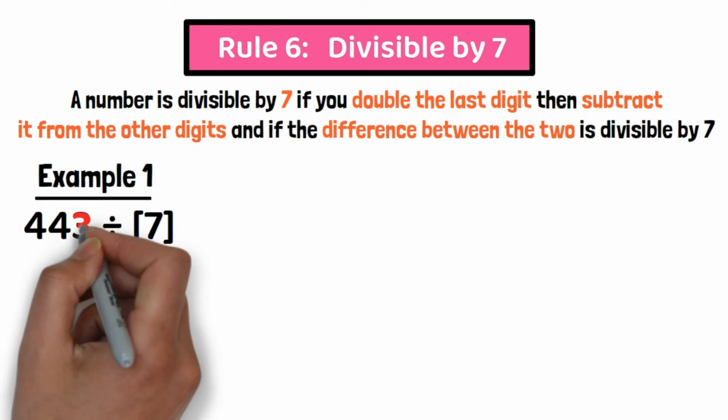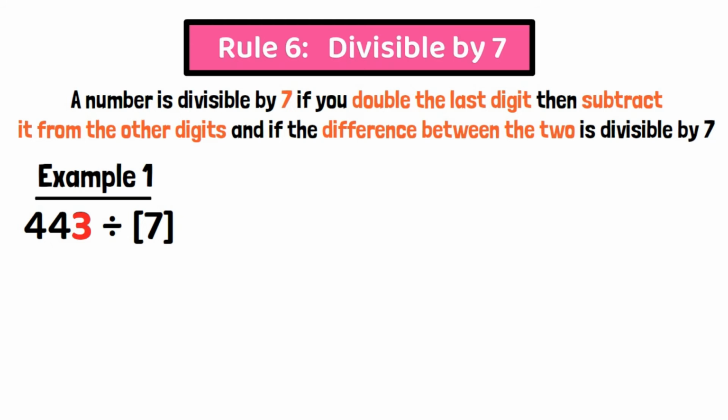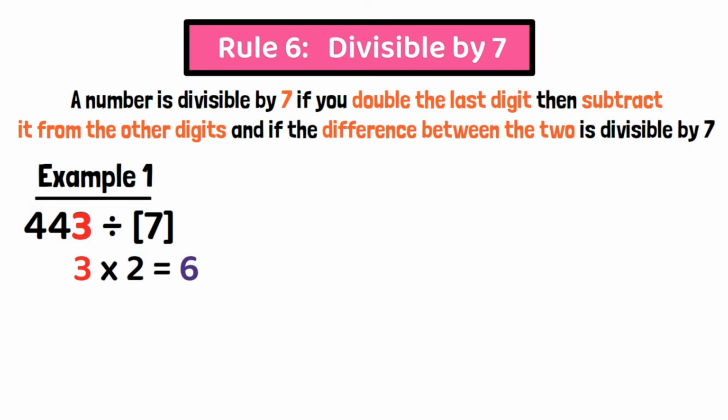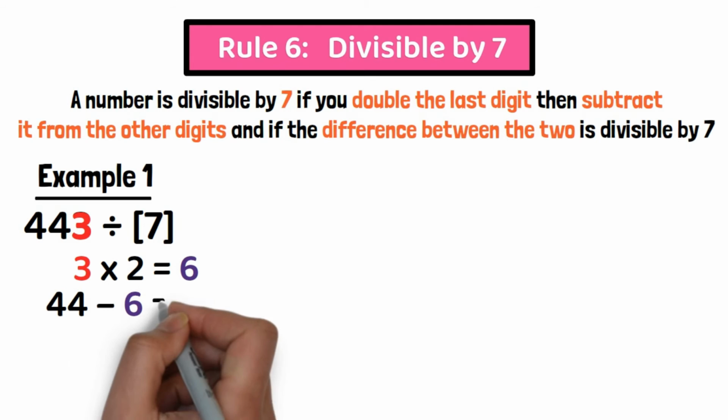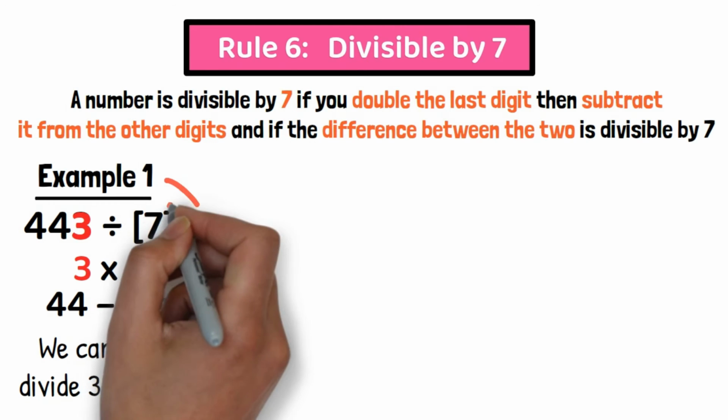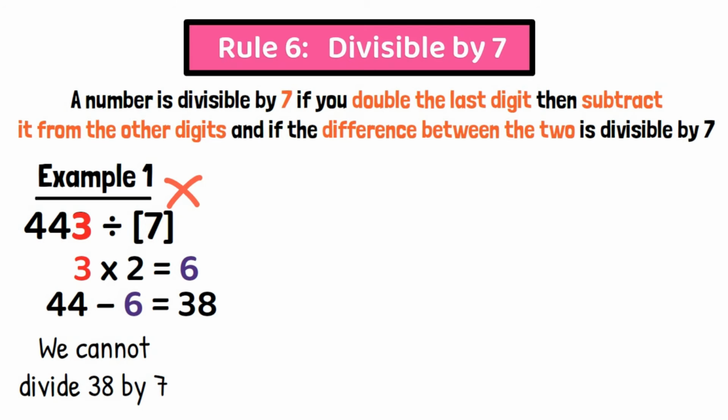Now the last digit is 3. So we multiply the last digit by 2. So we have 3 times 2 equals 6. Then we subtract the 6 from 44. So we have 44 minus 6. That will give us 38. We cannot divide 38 by 7 without a remainder. So 443 is not divisible by 7.